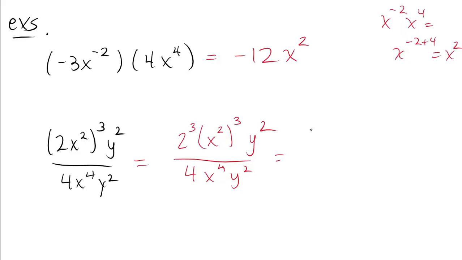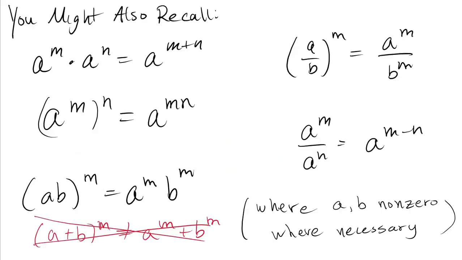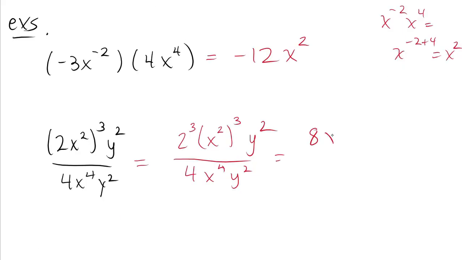2 cubed means 2 times 2 times 2, that's 8. X squared cubed is the power to a power rule. When you raise a power to a power, you multiply the exponents. So we get x to the 6th.